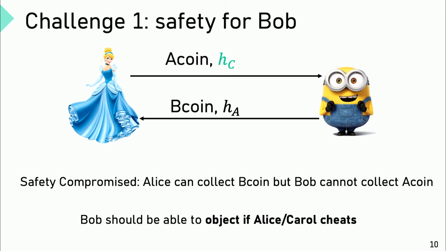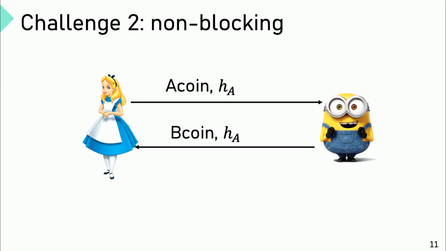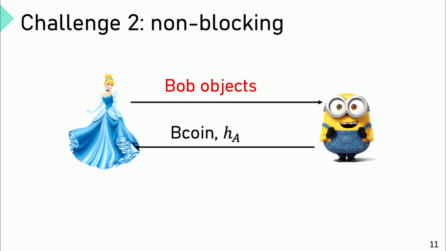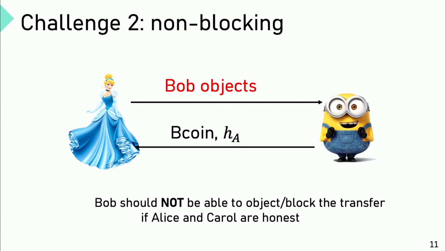Another challenge is that the transfer should be non-blocking. Suppose Alice honestly transfers her option to Carol, but Bob always objects, then no transfer can happen. So Bob should not be able to object or block the transfer if Alice and Carol are honest.